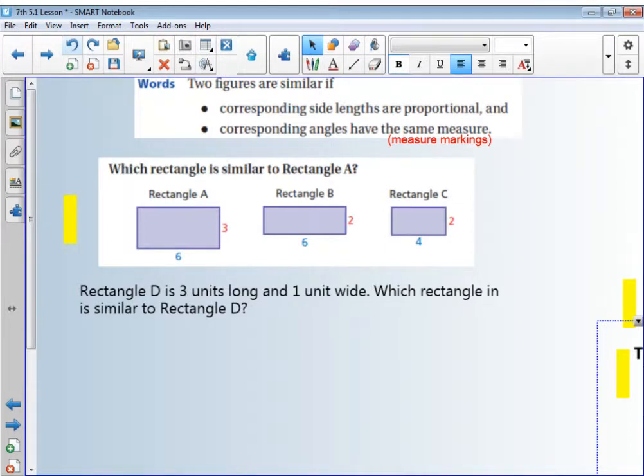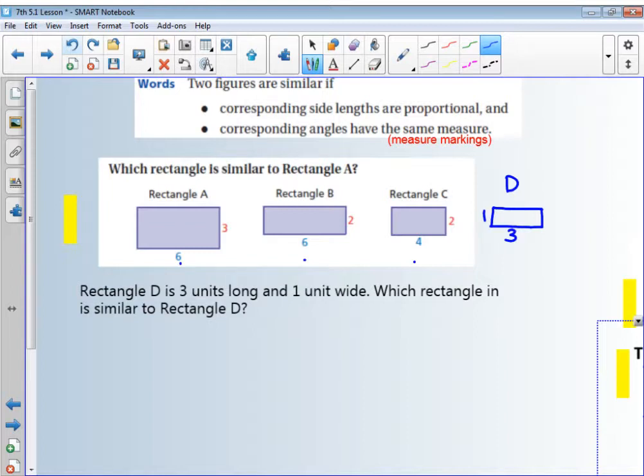It says rectangle D. So I'm going to draw another rectangle. So rectangle D has 3 units long and 1 unit wide. So it looks something like this. 3 by 1. Okay, and this is going to be our rectangle D. It says which rectangle is similar to rectangle D. So now you are checking these other 3 to see if they're similar.